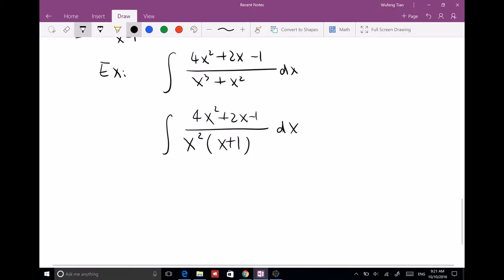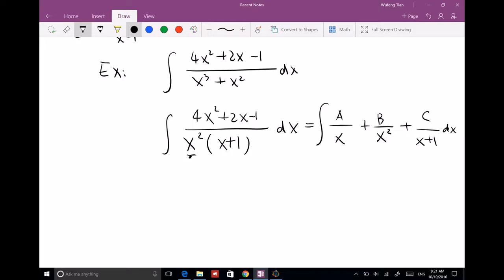So what do we have here? X squared is a repeated factor. So we have to write it as a over x plus b over x squared, because this one repeats twice. You have x and x squared, plus c over x plus 1. I think after this you find a and b and c. Okay, continue.